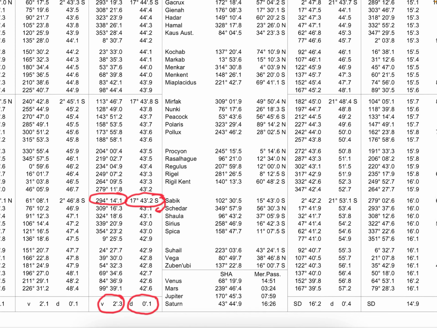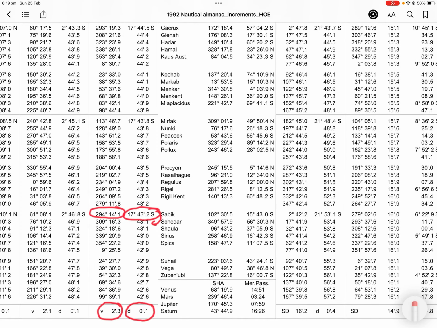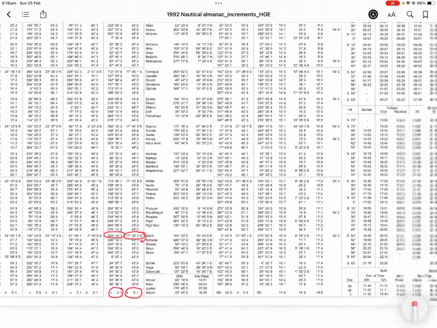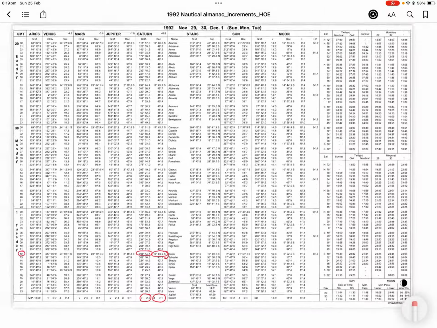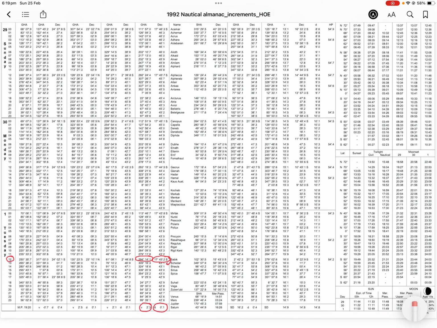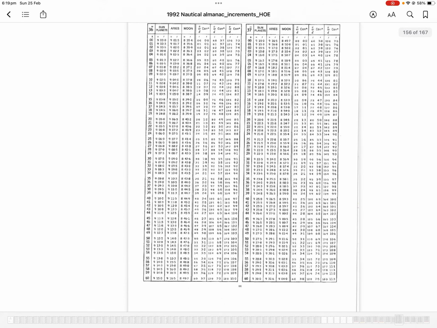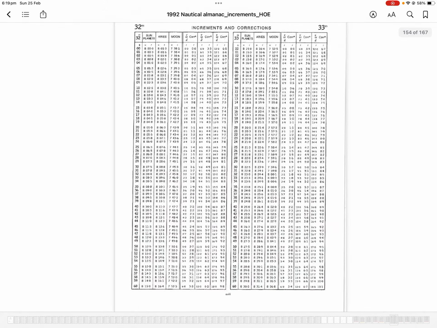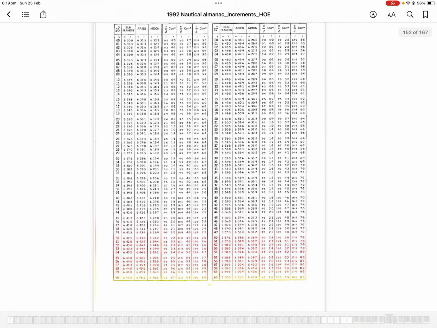That means your correction will be a negative correction. On the other hand, the V value is 2.3 and it's a positive value. So when we apply the V correction to our GHA, which is 294 degrees 14.1, it will be a positive number. So taking all these values, 2.3 and 0.1, and we know that the minutes and seconds is 23 minutes 34 seconds, we will go into the nautical almanac, the increments page for 23 minutes and 34 seconds.